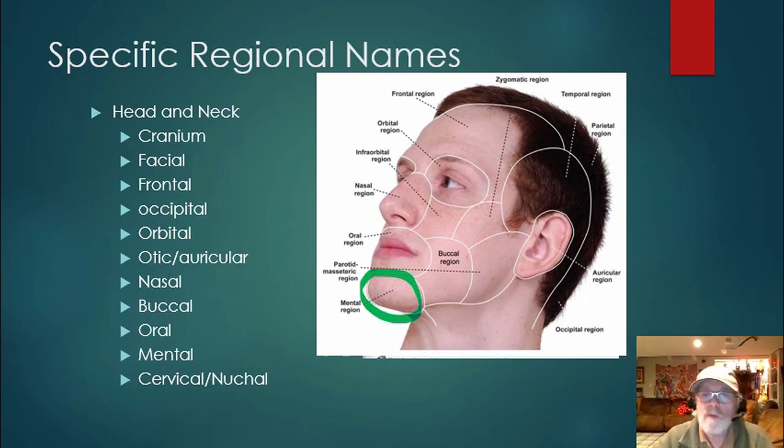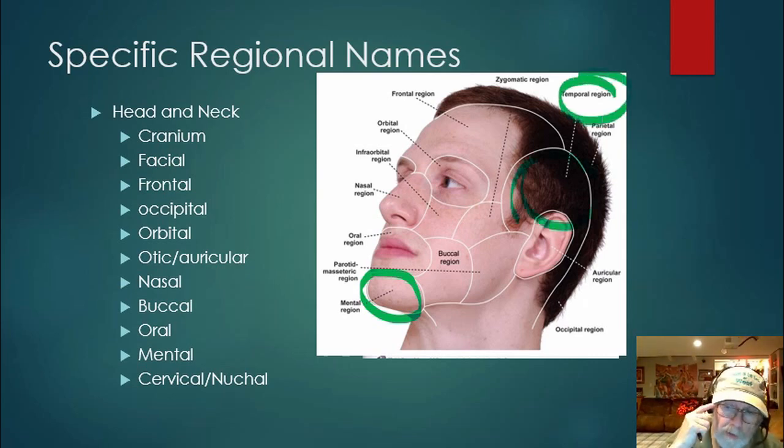A couple other terms that we don't have here. This area right here is called the temporal region, the area of the temple. They call it the temple because it's in the temporal region. Up here at the side of the skull, the side of the cranium, is called the parietal region. So that pretty much tells me everything I need to know on this.